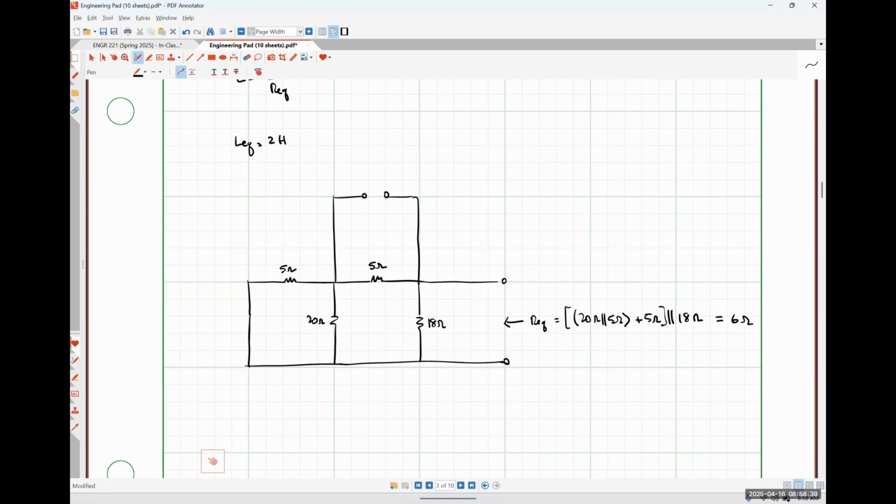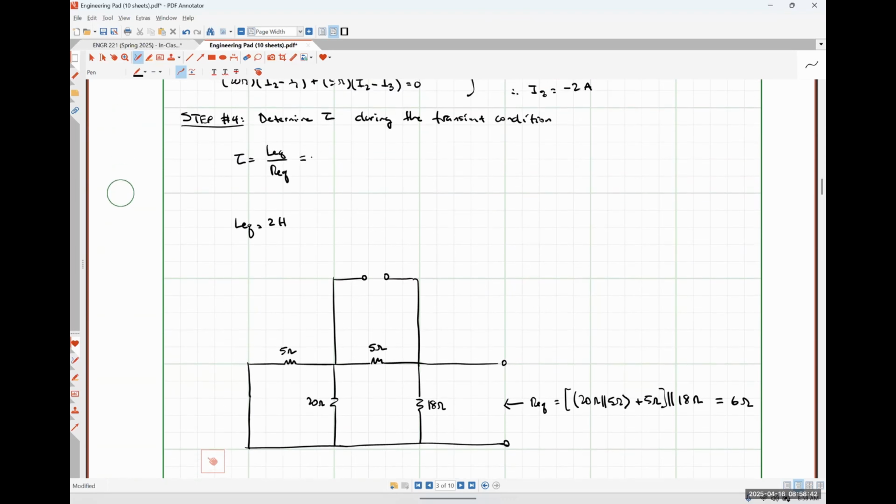So putting these two pieces of information together, we have 2 Henrys divided by 6 ohms is going to look like 1/3 of a second. And for reasons that will become very obvious in a moment, the inverse of tau is then simply 3 per second. So now, unless anybody has any questions, we're ready for step 5. Yes, ma'am. It will make more sense here in step 5.